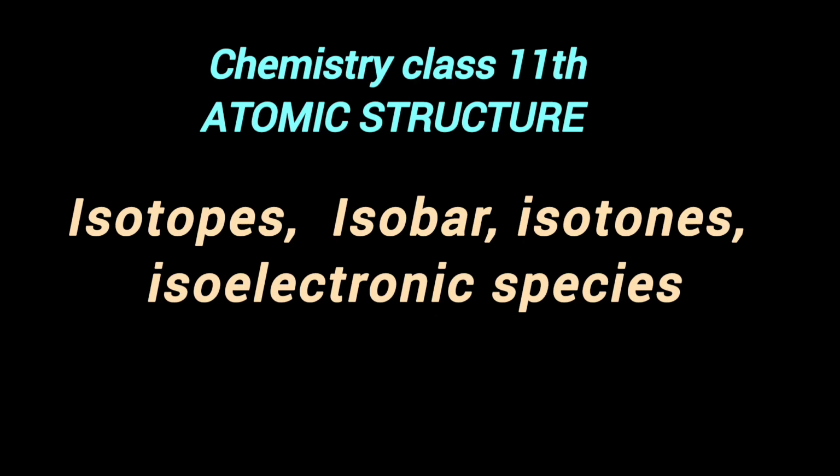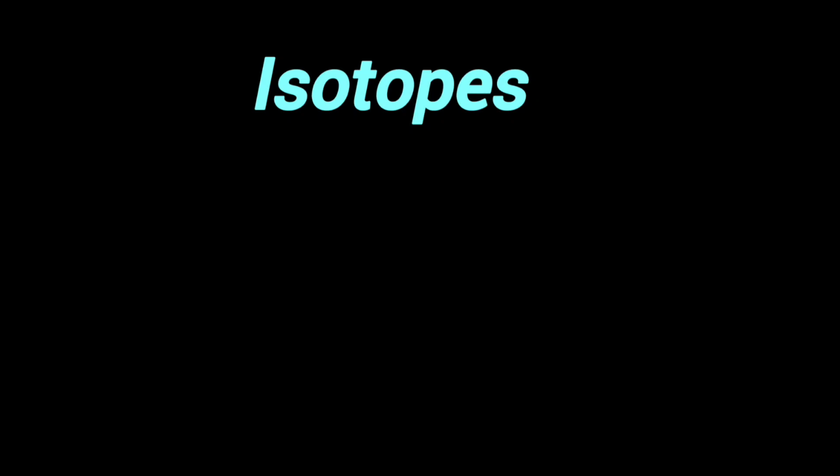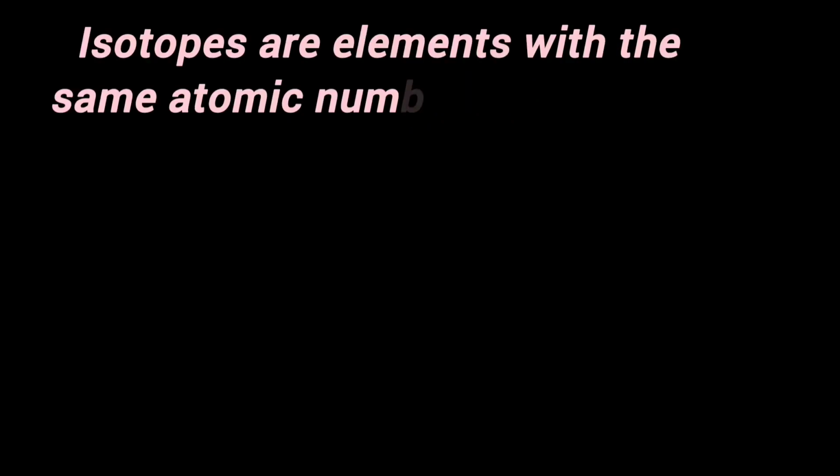Good morning children. Today we are going to learn some very important topics of the atomic structure chapter, that is isotopes, isobars, isotones and isoelectric species. So let's start the topic. The first topic we will discuss is isotopes.